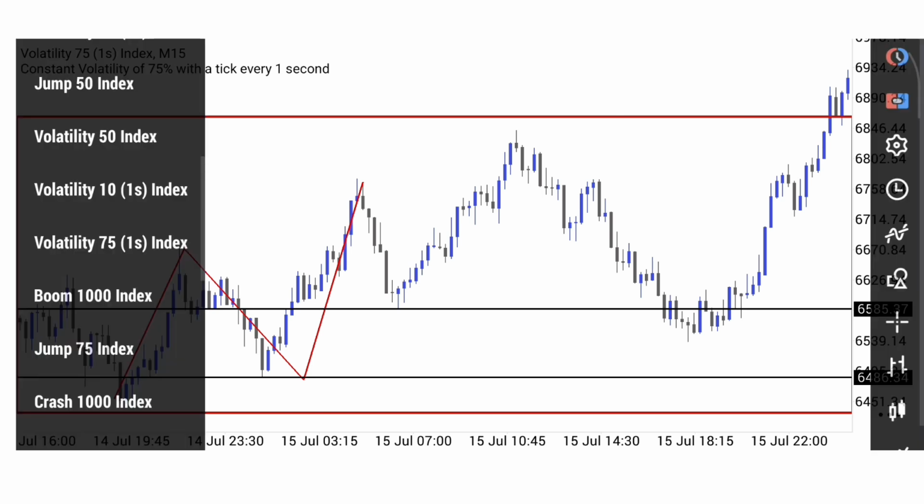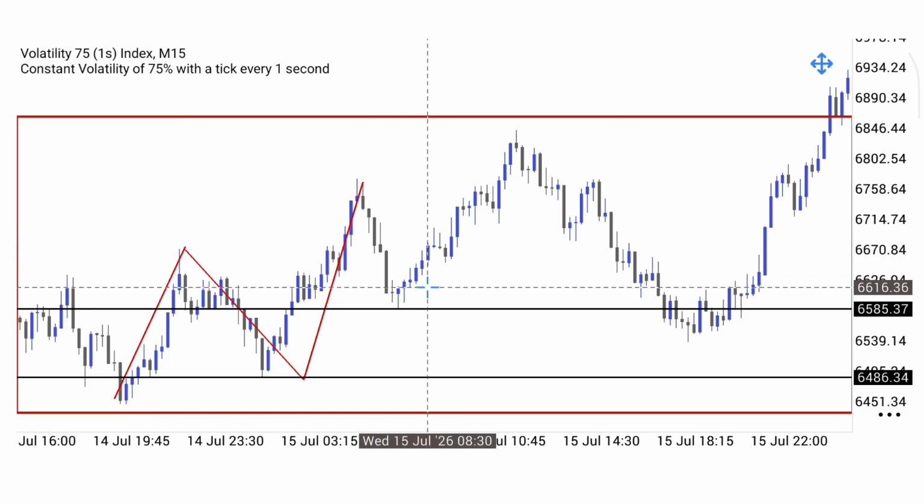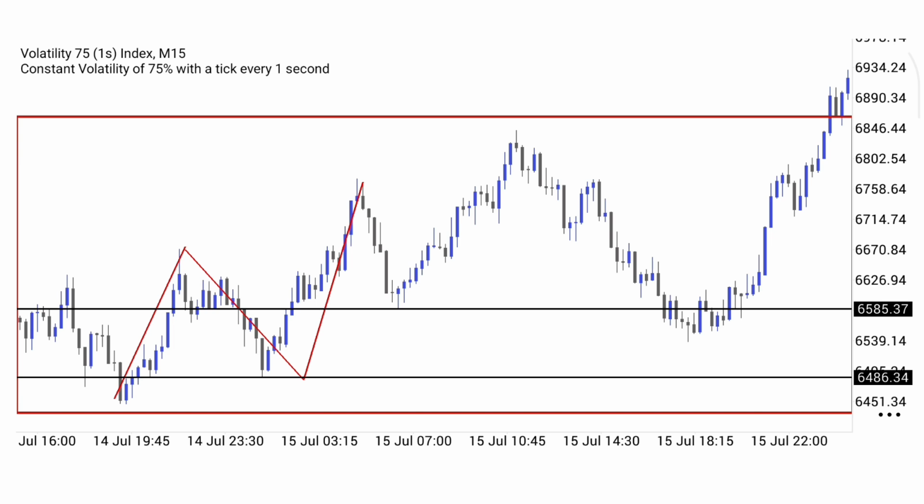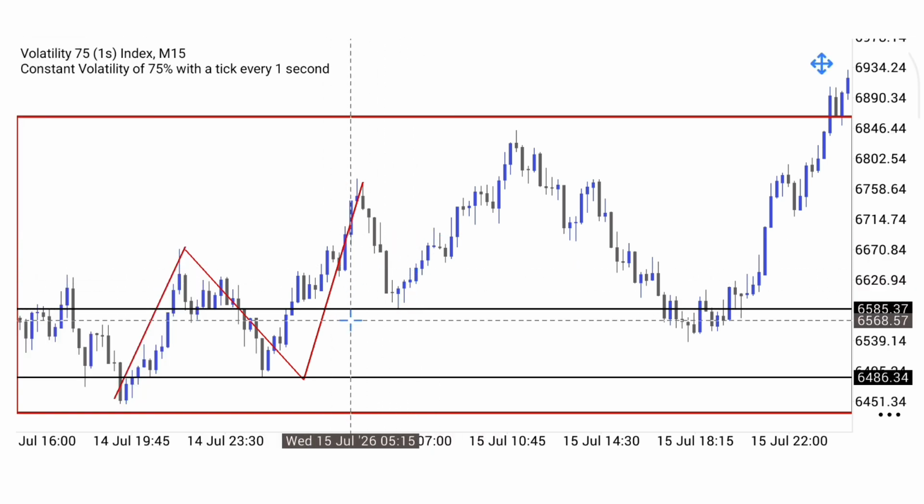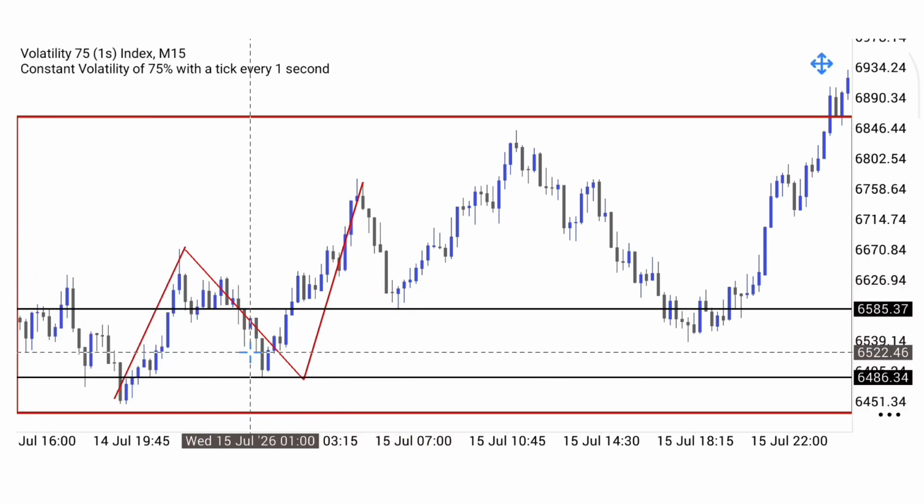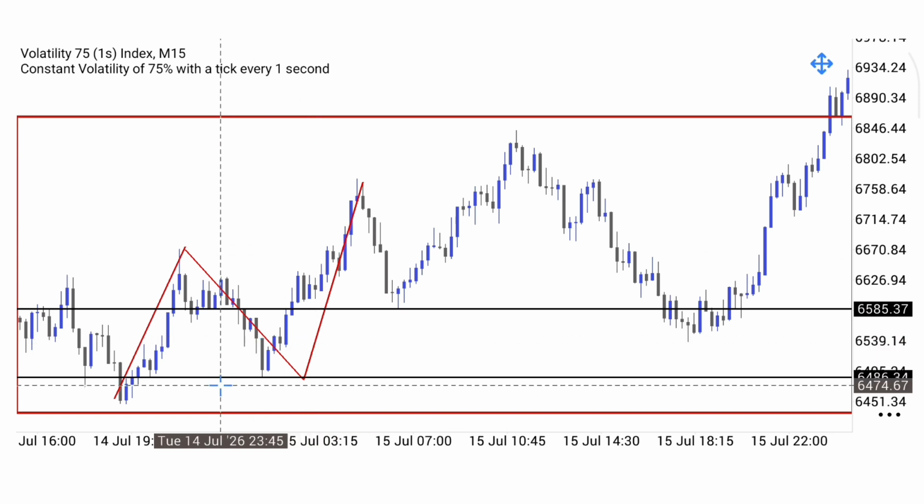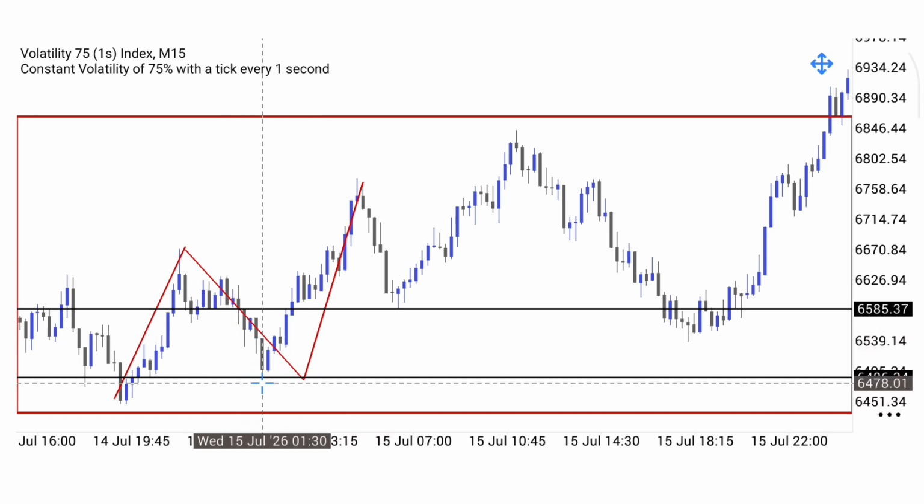So check out what happened here. For us to trade this correctly, what we want to do is to target the higher lows of an uptrend. Look at this higher low here and this higher low here. This higher low and this higher low. This is our target when we are trading this setup.